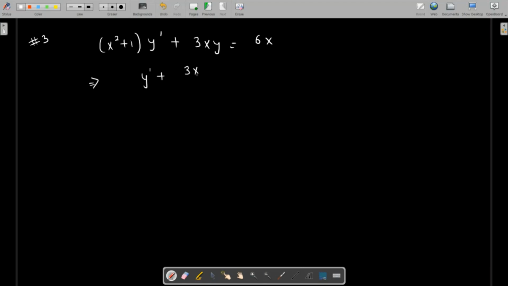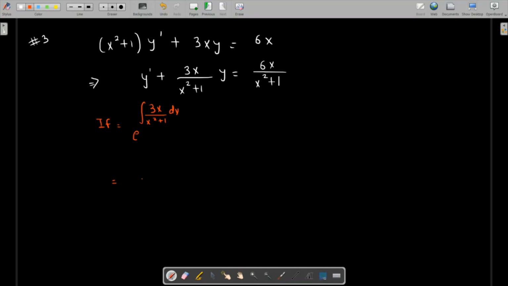We can divide the complete equation by x square plus 1. So it's going to look like y dash plus 3x over x square plus 1 times y is equal to 6x over x square plus 1. So now it is converted into a linear equation. So we're going to find its integrating factor, which is e raised to the power integral of 3x over x square plus 1 dx. So this is how it's going to look like.